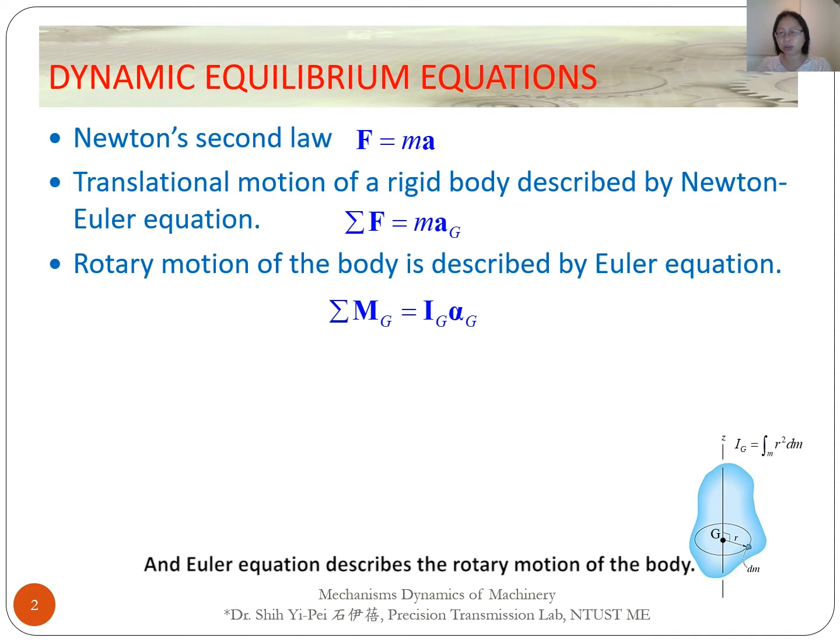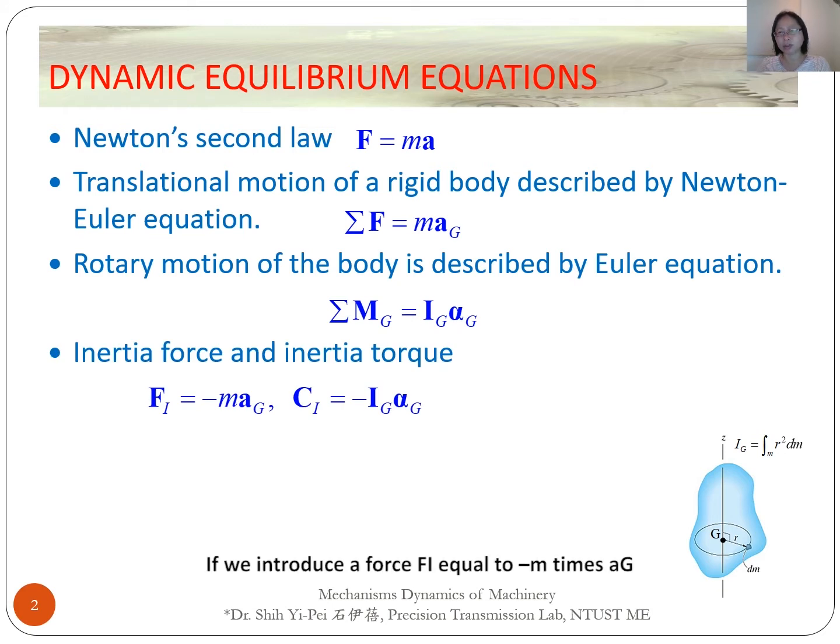And the second equation describes the rotary motion of the body, where the summation of M_G is the resultant moment of the force system acting on the body about the center of mass. I_G is the moment of inertia. It is a matrix based on coordinate axes x, y, z, with an origin at the center of mass. And alpha_G is the angular acceleration of the body related to that same fixed frame.